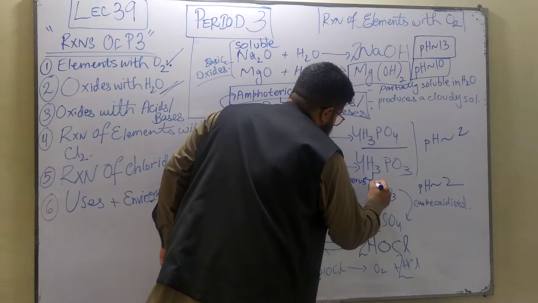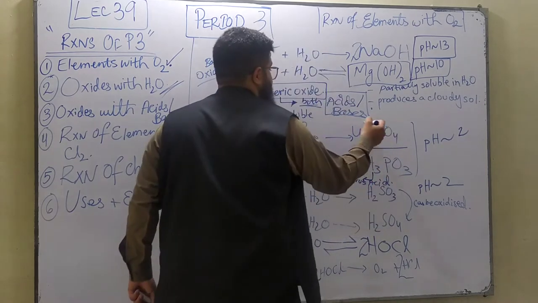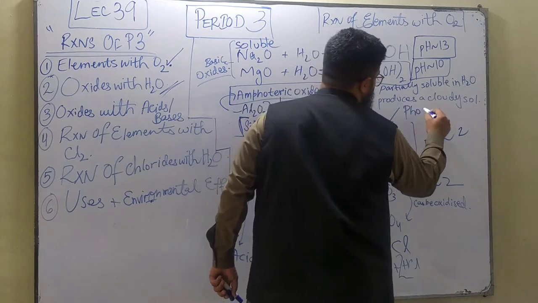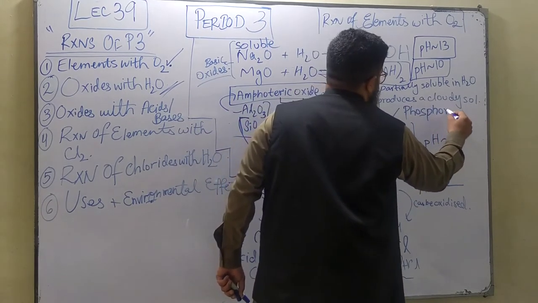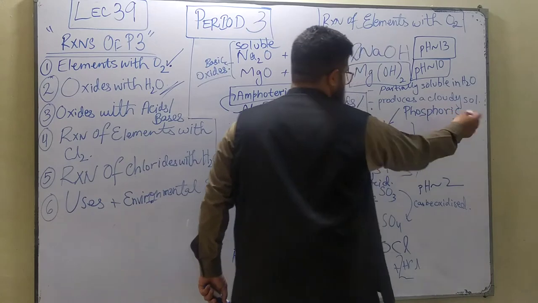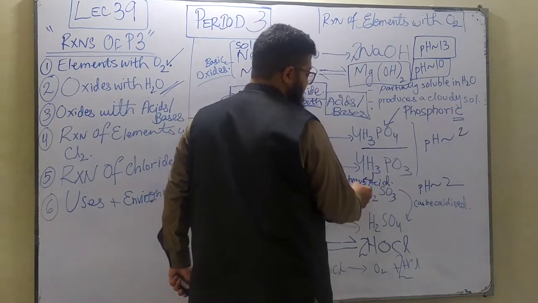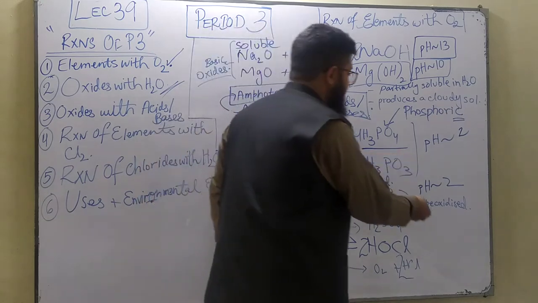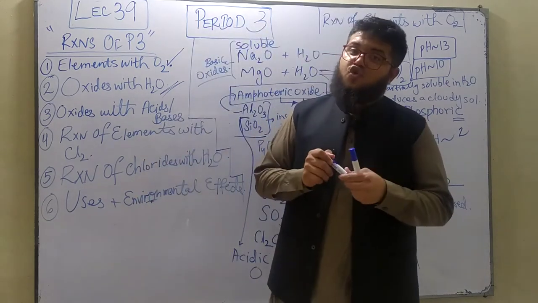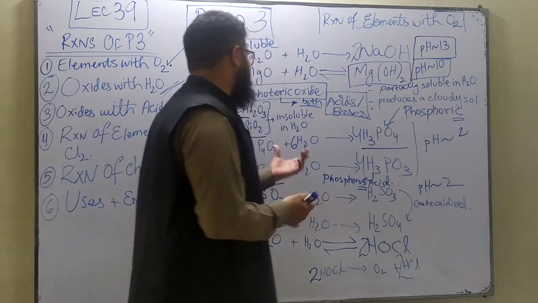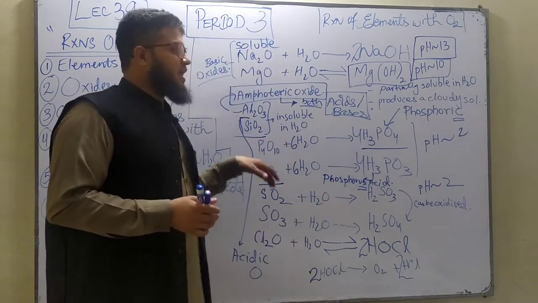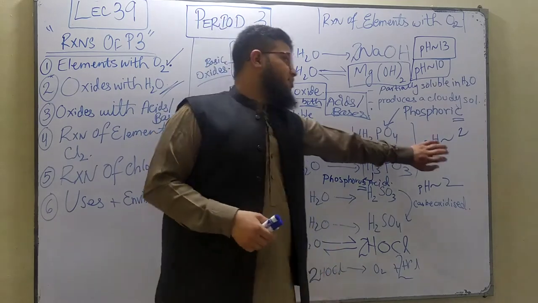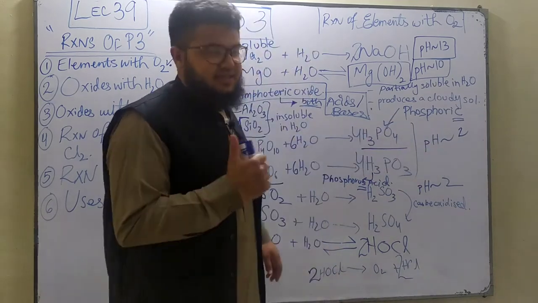Phosphorus acid. And this acid, H3PO4, the more oxidized acid, is called phosphoric acid. Just the last two terms are different: this is "-ous" and that's "-ic". H3PO3 is phosphorous acid, and H3PO4 is phosphoric acid. The more oxidized one is phosphoric, the less oxidized one is phosphorous acid. The pH is approximately 2 if both of them are strong acids.